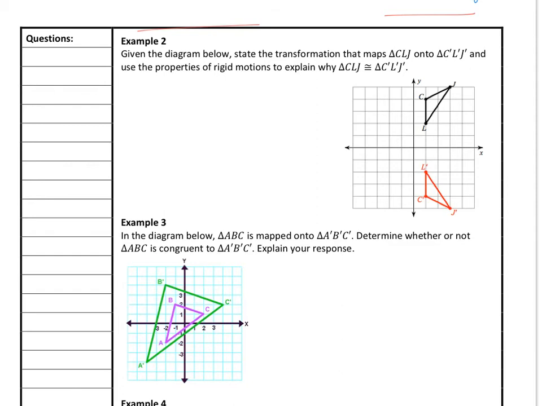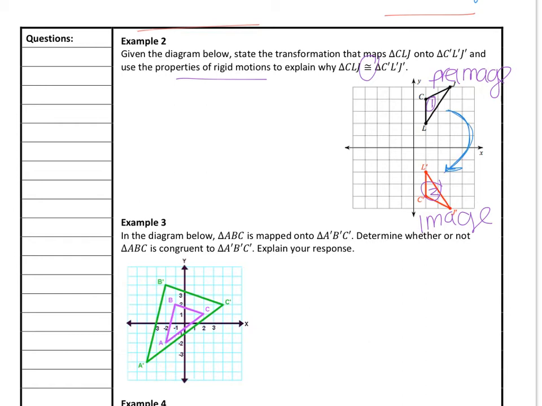So in example 2, it says, given the diagram below, state the transformation that maps triangle CLJ onto C prime, L prime, J prime, and use the properties of rigid motions to explain why the triangles are congruent. So here we're taking a look at what happened to map the pre-image onto the image, the second thing, and then how and why those triangles are congruent. So if you take a look at this picture, think of those key words. What is happening?